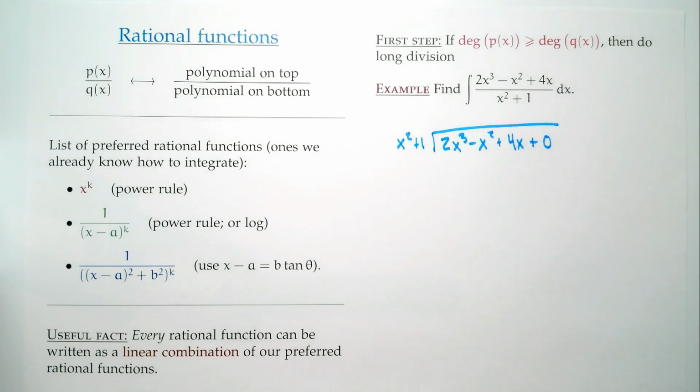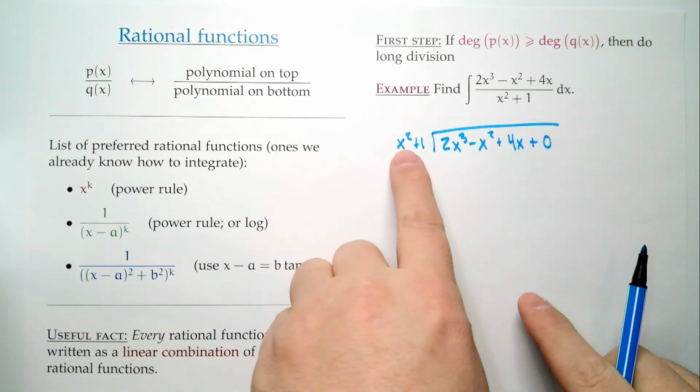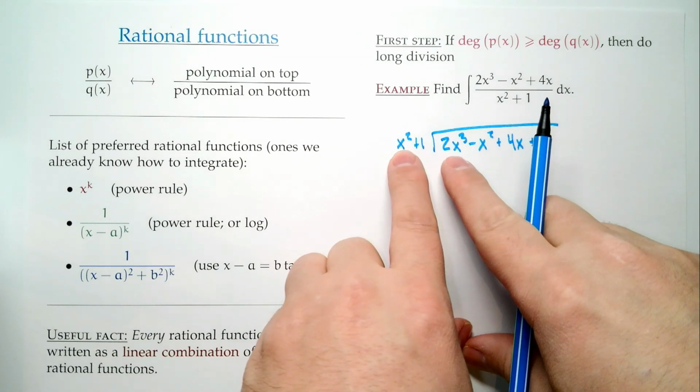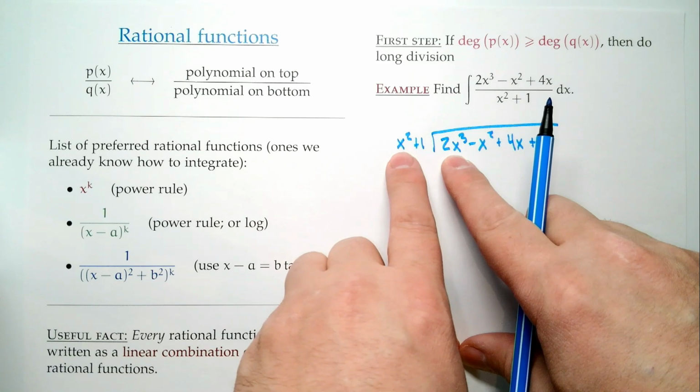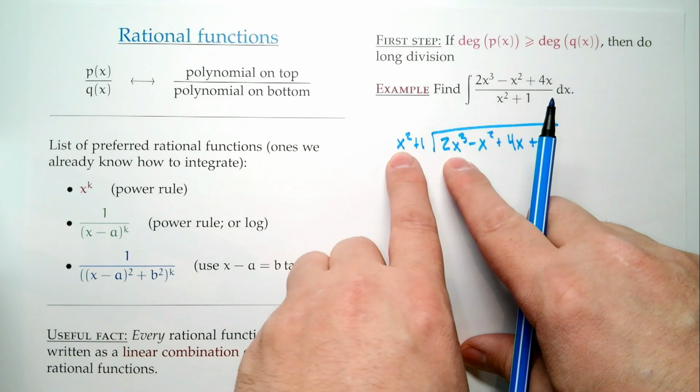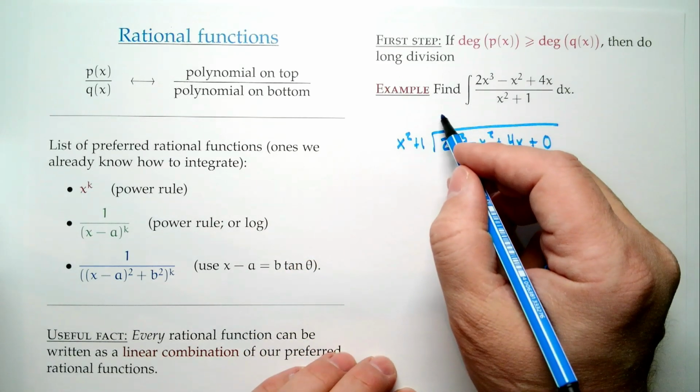Now long division is actually very elegant. You have to answer the following question. Looking at the highest powers, what do I need? So I have x squared, I want 2x cubed. What do I need to multiply x squared by to get 2x cubed? 2x. So you put 2x.